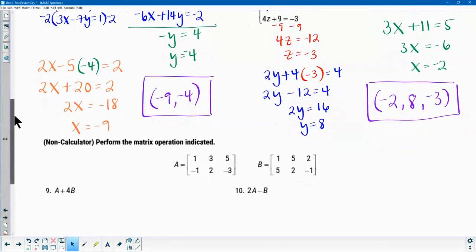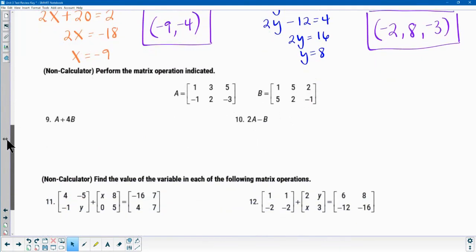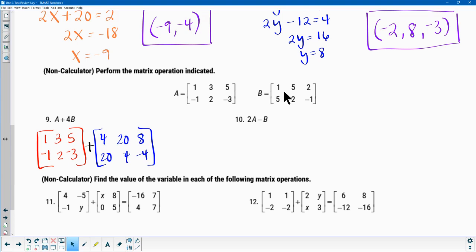For number 9 and number 10, we are going to do matrix addition. So I have A, which is just matrix A, plus 4B. That means I'm taking every value in B and multiplying it by 4, which I have here. And then I add the entries together that are in the same position. So 1 and 4, 3 and 20, 5 and 8, which is going to give me my matrix 5, 23, 13, 19, 6, negative 7.